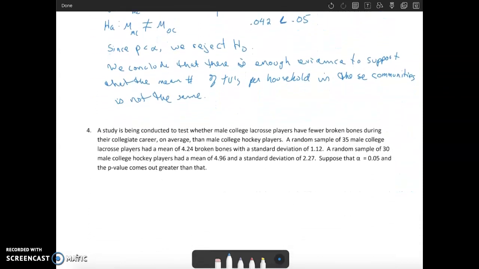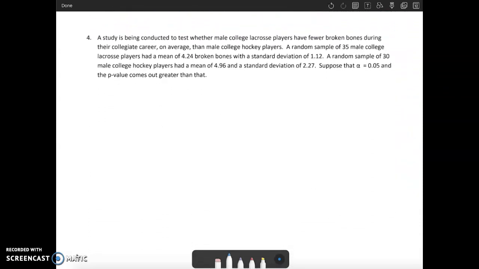Let's look at one more of these. A study is being conducted to test whether male college lacrosse players have fewer broken bones during their collegiate career, on average, than male college hockey players. A random sample of 35 male college lacrosse players had a mean of 4.24 broken bones with a standard deviation of 1.12, and a random sample of 30 male college hockey players had a mean of 4.96 and a standard deviation of 2.27. Suppose that alpha equals 0.05 and the p value comes out greater than that.